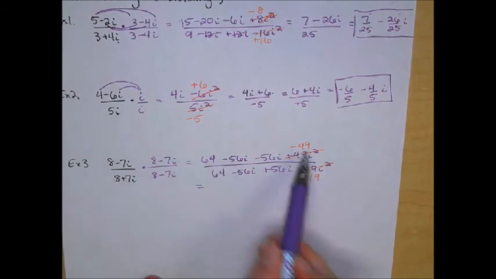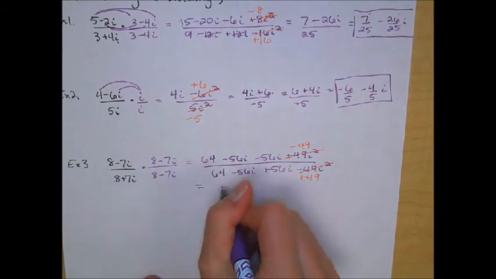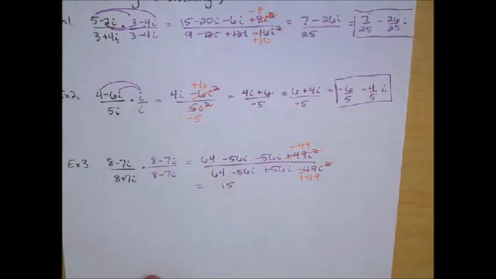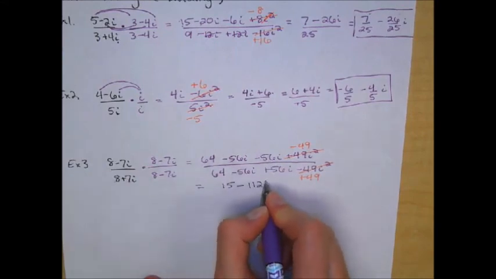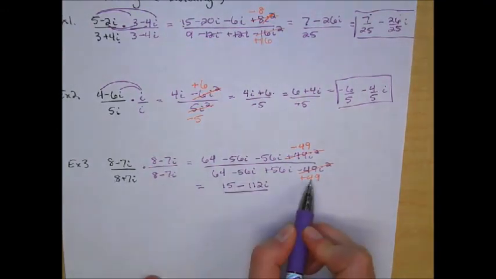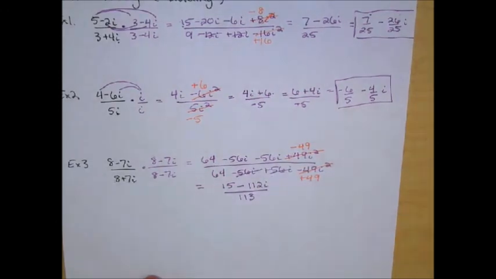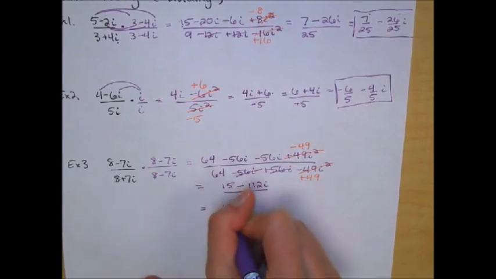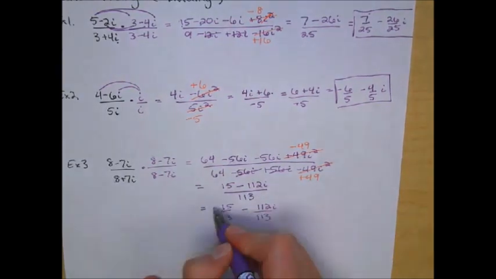Let's look at the top. 64 minus 49, 15. -56i, -56i, -112i. 64 plus 49, 113. And these cross out. That's our whole goal, is for those two to become 0, the i's to go away. I want it in that a plus bi form. I split my fraction. Here's my answer.